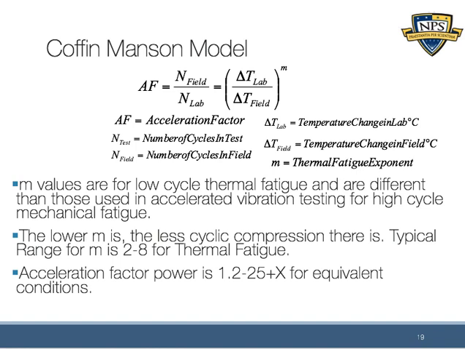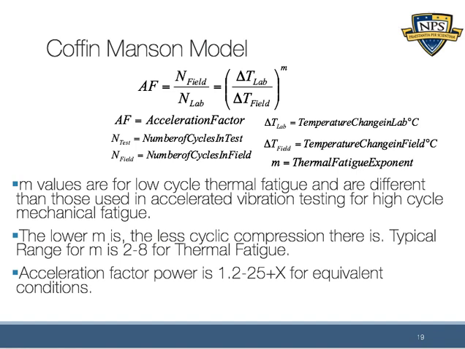use this model. There's a couple of different variables. Again, there's the AF, which is the acceleration factor. There's N test, which is the number of cycles in the test, which is actually also N lab. So that should be in the equation. It's N lab. Down below, I have it labeled as N test for some reason, but same thing. So lab or test. N field is the number of cycles that it would see in the field.